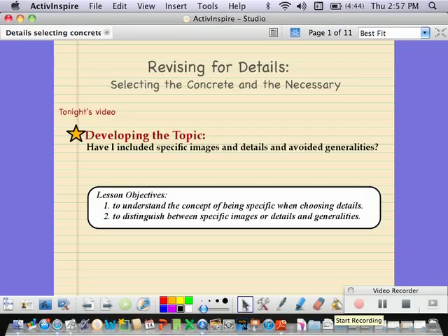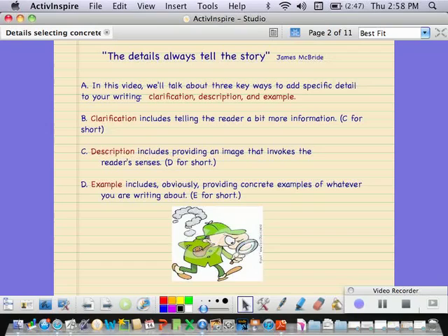Tonight's video is another video on helping you find details to pep up the small topic that you've been working so hard to focus on. My objectives for tonight are to help you understand how that concept of being specific applies to details as well as it does to your smaller subjects. And we're going to look at how we can tell what's specific when we talk about images and details and what is general. Remember that the directions for tonight, you should be taking notes in your ISN.